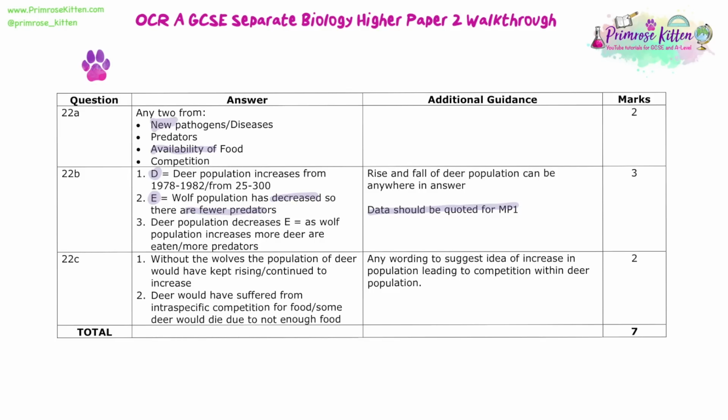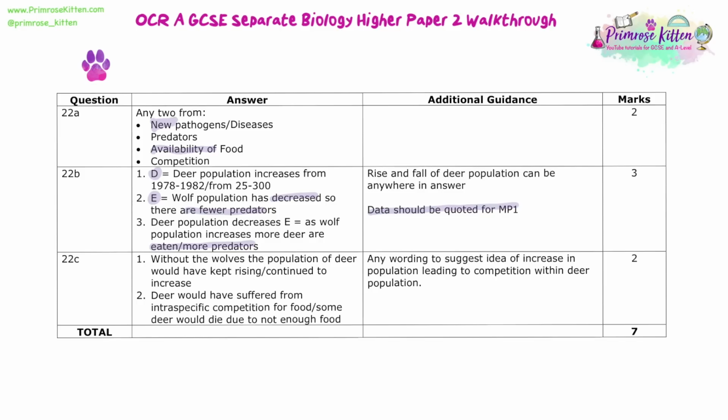If you just say the wolf population decreased, but you didn't link it to the fact that they are predators of the deer, you can't get the mark for 2. And then for deer population decreases as wolf population increases, more deer are eaten or there are more predators. So for 3, you need to do the describe and the explain all in one to get that mark, because it's effectively a reversal or a repeat of mark point 2.